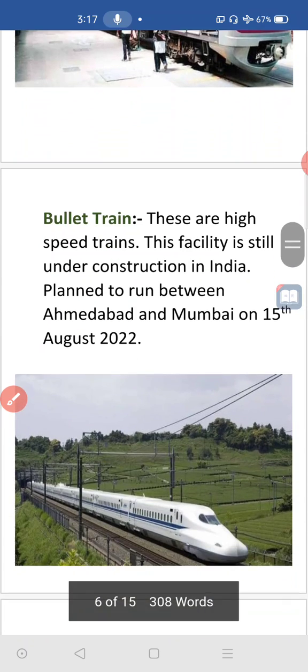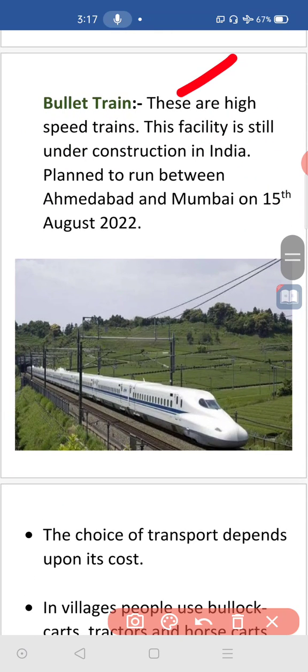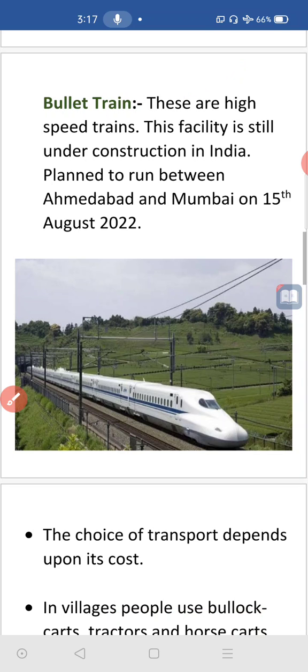Then bullet trains. These are the fastest trains. Still, no bullet train is running in India. Still, we have planned it. With the help of the country Japan, our Indian government has announced a bullet train scheme. It is going to run between two cities, Ahmedabad and Mumbai. Ahmedabad is in Gujarat state and Mumbai is in Maharashtra state. In between these two cities, it is going to run. It is one image of a bullet train.